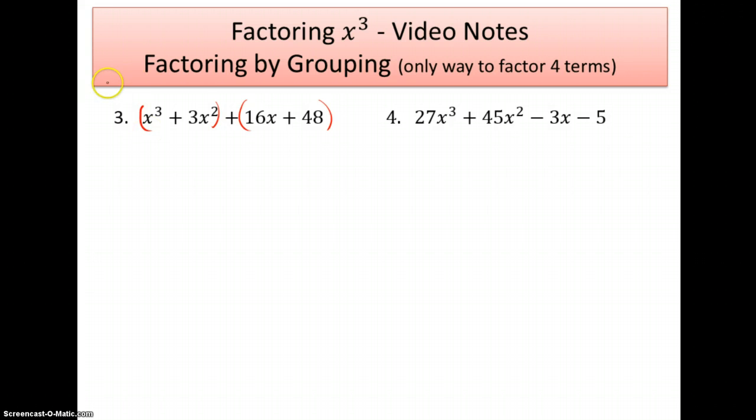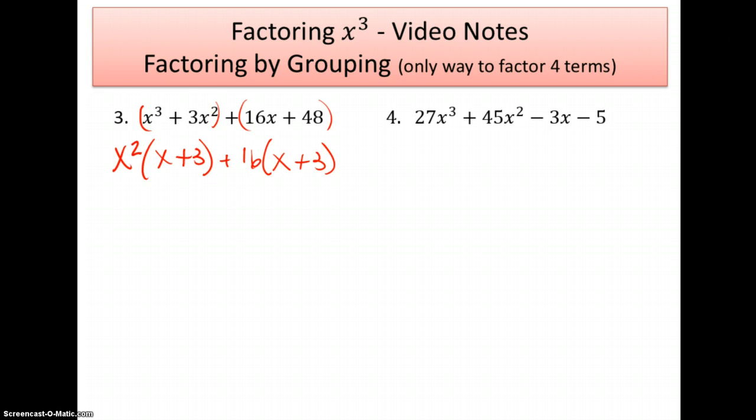Now, in those first two terms, do I have a greatest common factor? The answer is yes, it is x squared. If I take an x squared out of both of those terms, I'm left with x plus 3. Now let's look at the next set. Do I have a greatest common factor? The answer is yes. It is 16, so I take out a positive 16. I'm left with x plus 3.